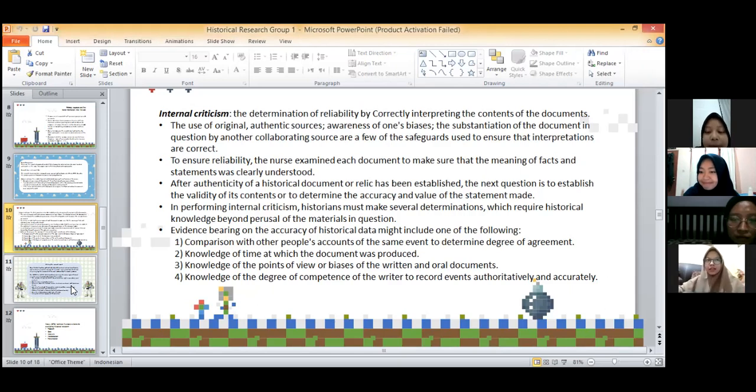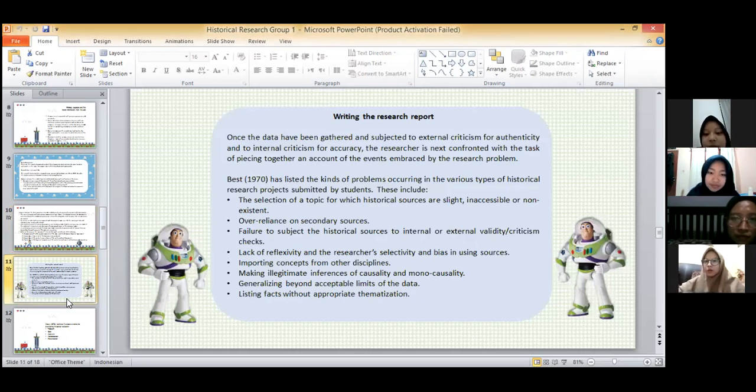Okay, the next material is about writing the research report. Once the data have been gathered and subjected to external criticism for authenticity and to internal criticism for accuracy, the researcher is next confronted with the task of piecing together an account of the events embraced by the research problem. This stage is known as the process of synthesis. It's probably the most difficult phase in the project and calls for considerable imagination and resourcefulness. The resulting pattern is then applied to the testing of the hypothesis.